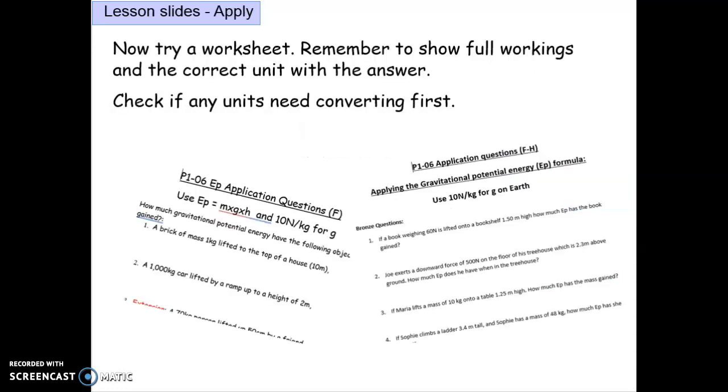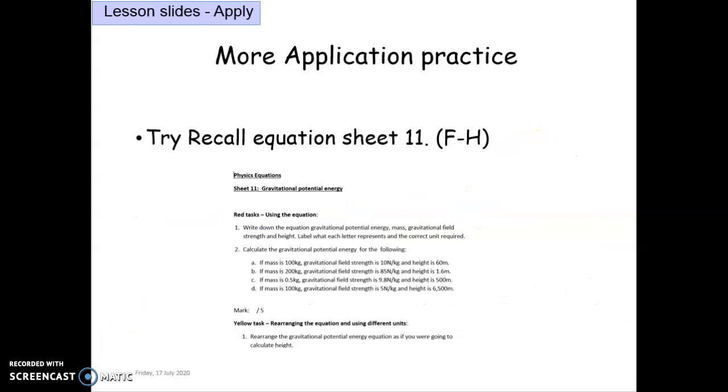Now, there are some practice questions. So there's some foundation practice questions and some foundation to higher practice questions, followed by one of these recall equation sheets. And we have 23 of these. Okay, so you can always practice those as well. That goes from foundation to higher.